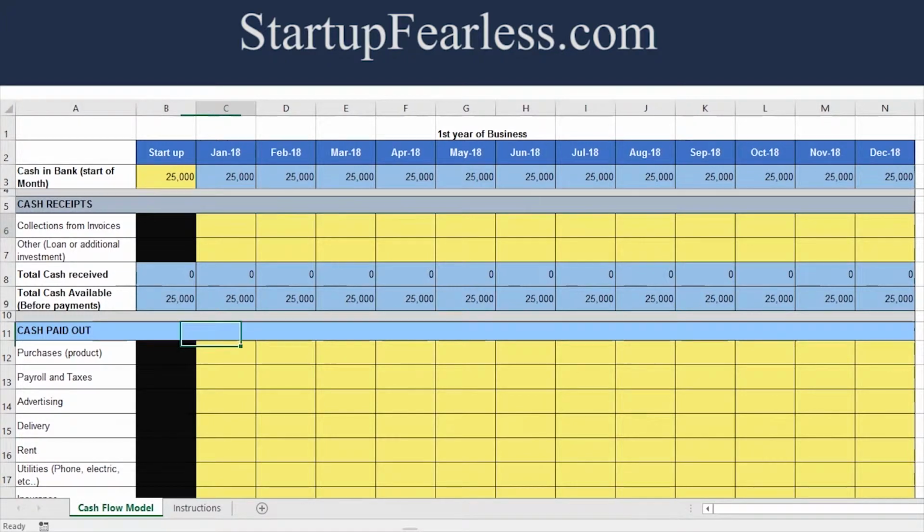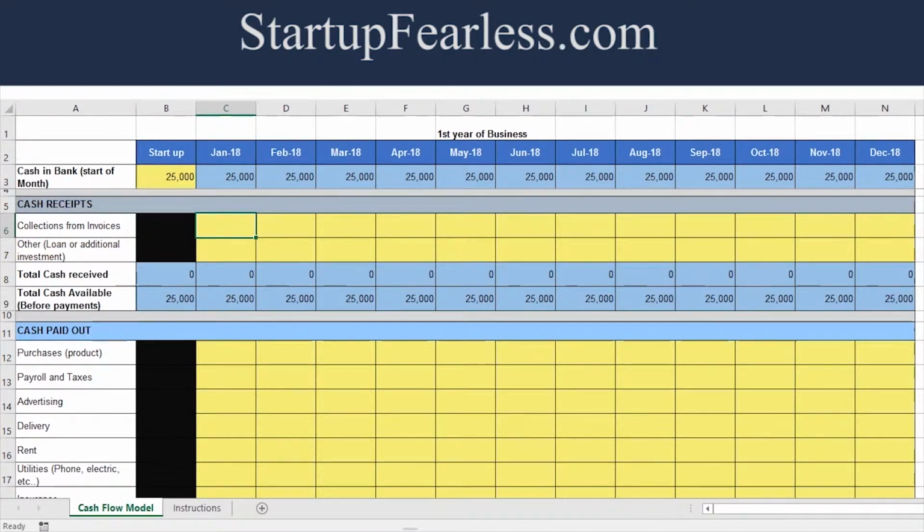So now we can start updating the spreadsheet. And if we look under the cash receipts portion, we're going to say these are the collections from the invoices that we're going to have. Simple way to think about this is if we sell $25,000 per month, we're going to invoice $25,000 per month, and then every month our customers are going to pay us $25,000.